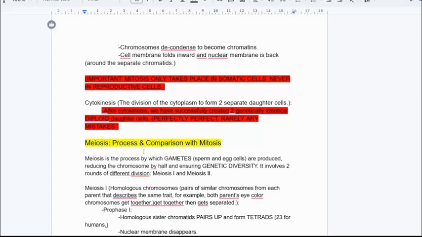So just like mitosis occurs in somatic cells, meiosis occurs in reproductive cells. This is where gametes are produced, sperm and eggs. It reduces the chromosomes by half, ensuring genetic diversity, and it involves two rounds of division, meiosis 1 and meiosis 2. It divides the chromosomes by half because you always need a dad and a mom, and when they combine together, you're going to get a perfect individual.